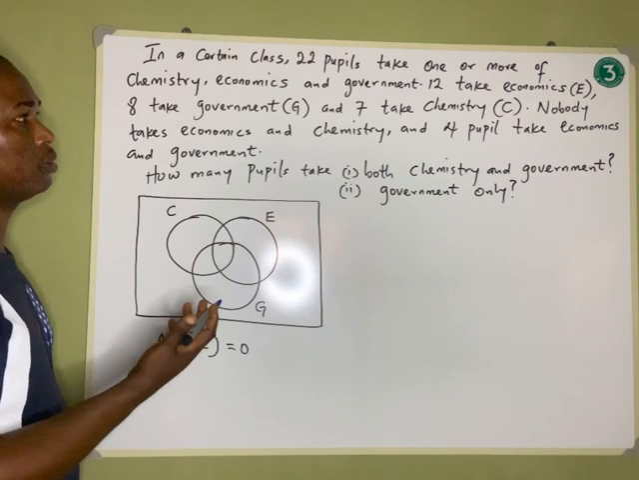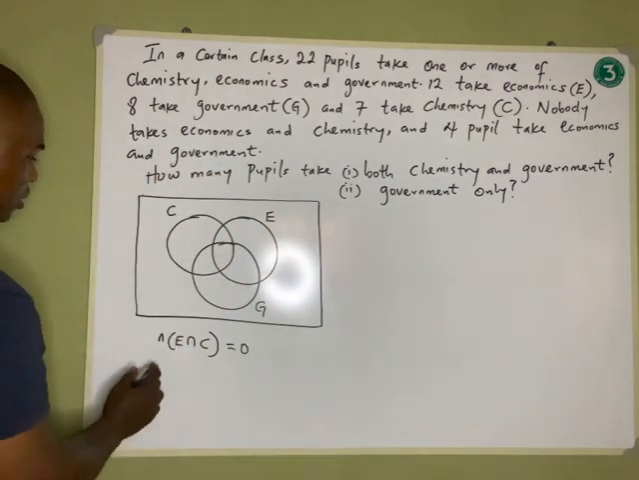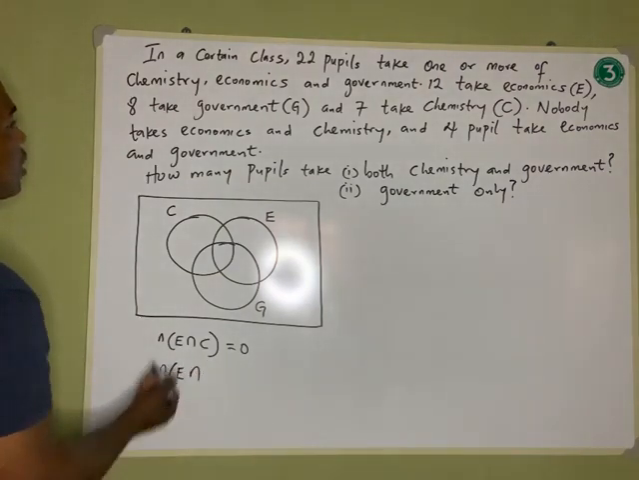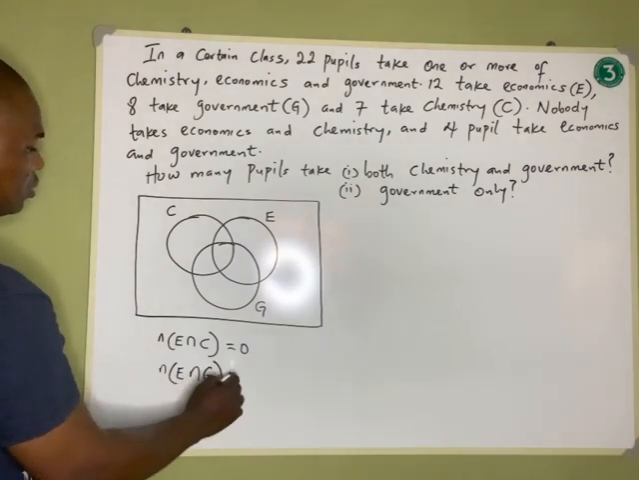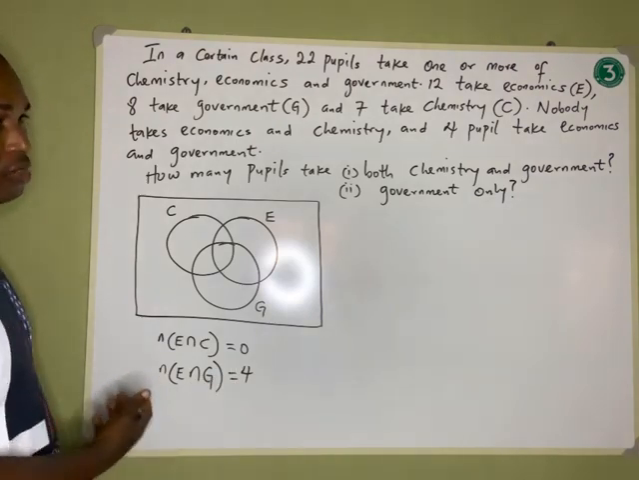And 4 people take economics and government. If you want to write this notation, you can simply write it this way: the number of economics and government, sorry, n(E ∩ G), is equal to 4. So, we were asked to write the notation. This is how you write it.